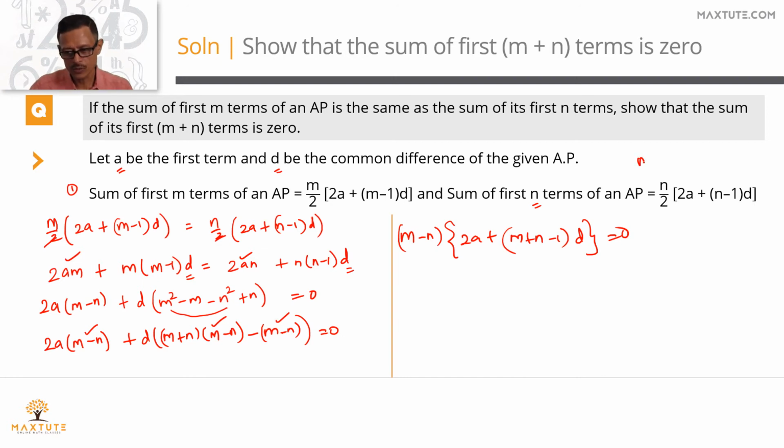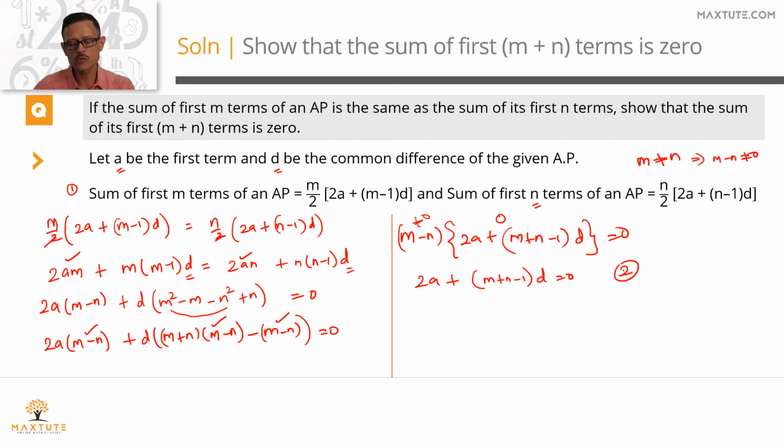We know that m is not equal to n. If m is equal to n, obviously the sum of the first m terms will be equal to the sum of the n terms. Which means that if m is not equal to n, m minus n is not equal to 0. This part is not equal to 0. The product is 0, which means that this part should be equal to 0. So we can infer 2a plus (m plus n minus 1) times d equals 0.